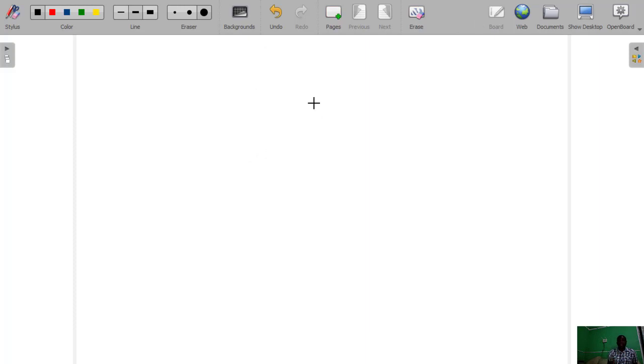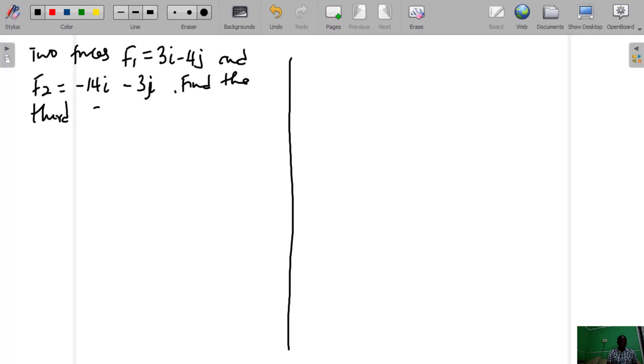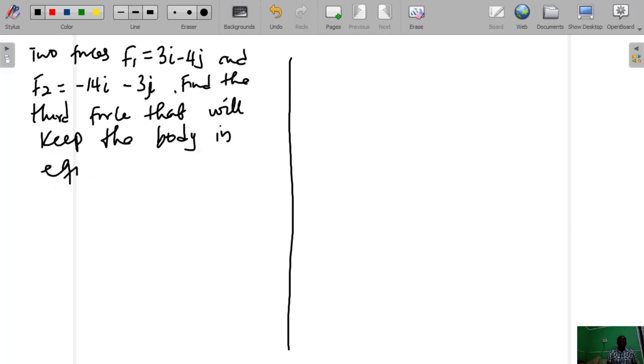So let's check the second example. The example is saying that two forces, F1 equal to 3i minus 4j and F2 equals to minus 14i minus 3j. You should find the third force that will keep the body in equilibrium.